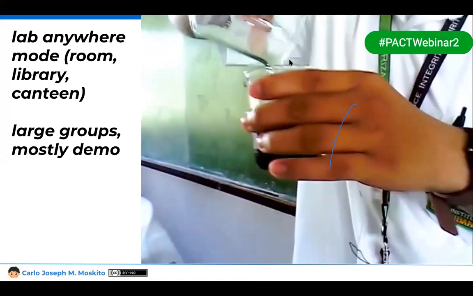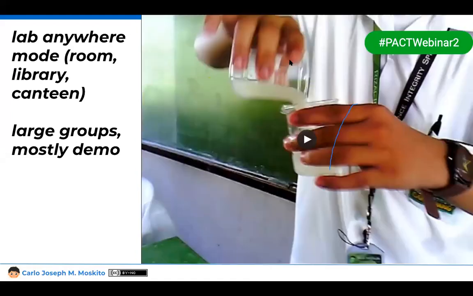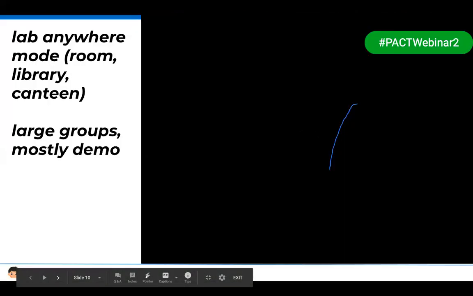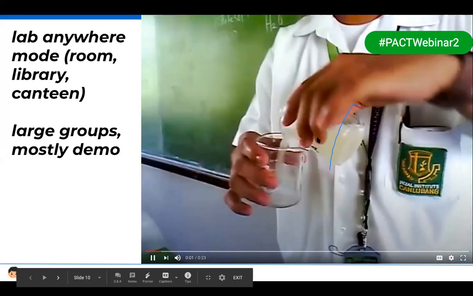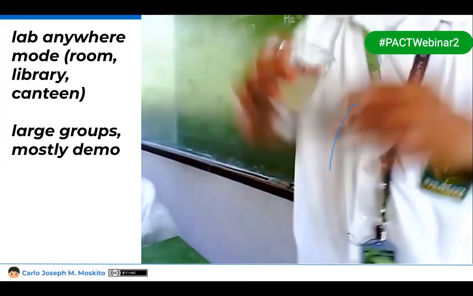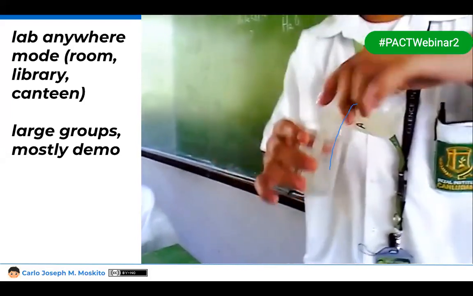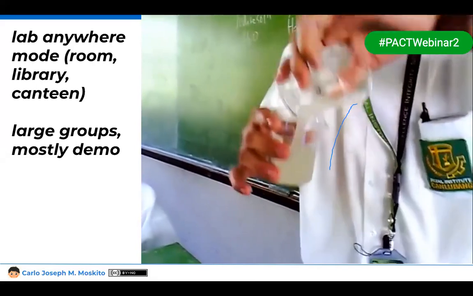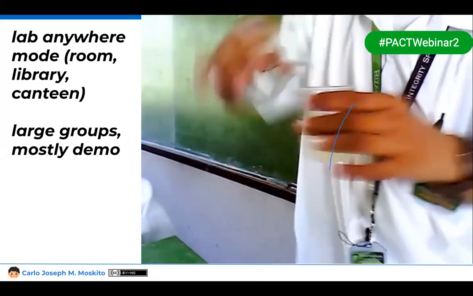So I have to conduct classes anywhere, like inside the classroom, or whenever it's available, in the library or the canteen, as long as there's a long table. And as you will see here, at the start of the school year I don't have that much glassware because I have to gather them. I don't know where they are, or at least I have to do the inventory.